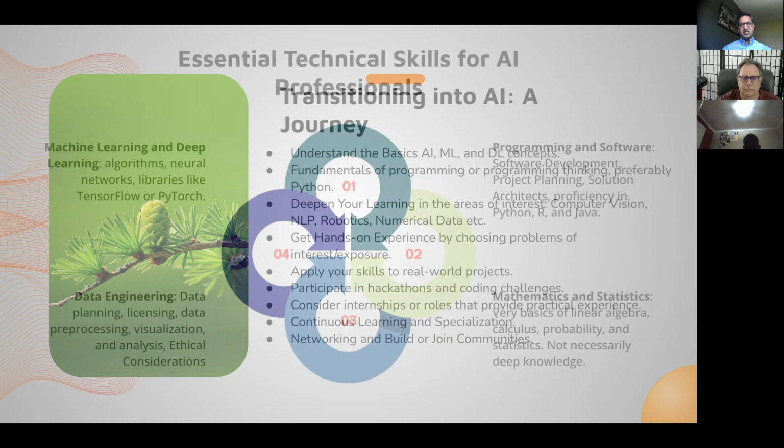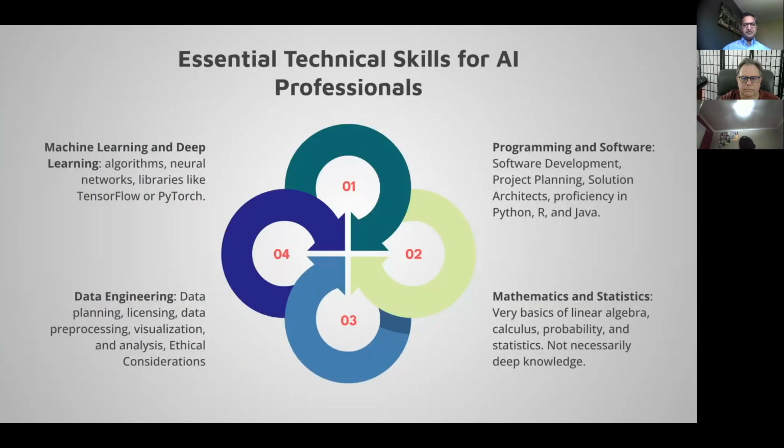Essential technical skills for an AI professional. There are different roles, so that is why I have created four groups here. We can say programming and software. If you are a software developer, or in project planning, or a solution architect, and you have a little bit of proficiency in one of the programming languages, you can very well go to the AI programming and software stack easily. So these are the people who will become AI software developers.